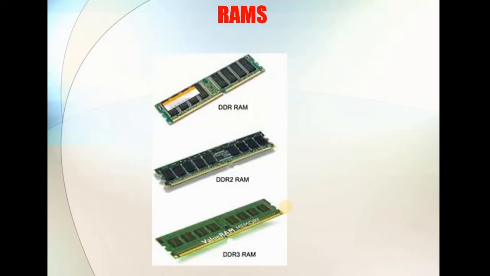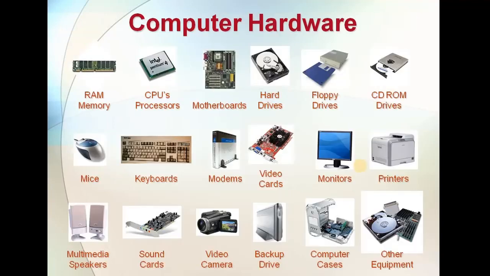And these are some of the different types of RAMs. These days we are using DDR3 and above. Earlier we used DDR RAM, DDR2, DDR3 and so on. As we went on with invention, we moved from one generation to another, and we had higher capability RAMs.